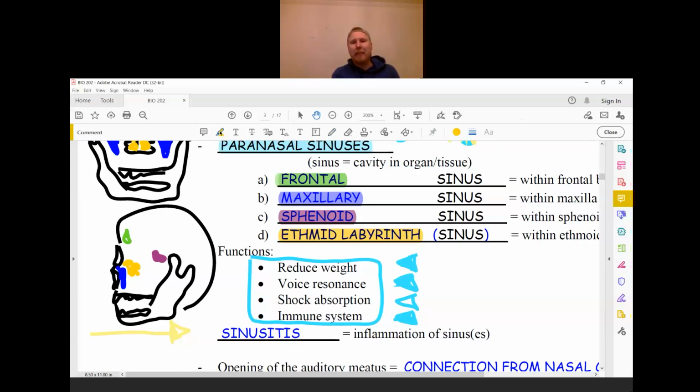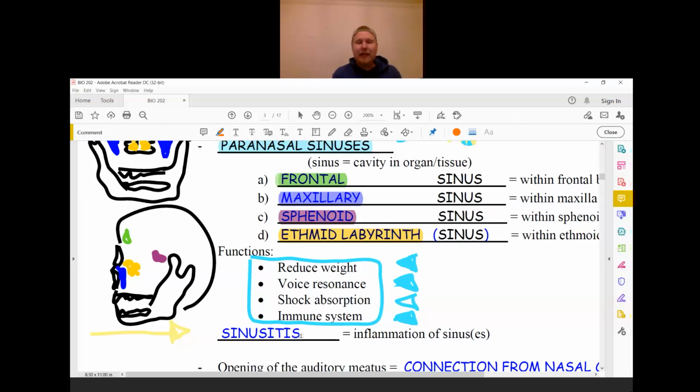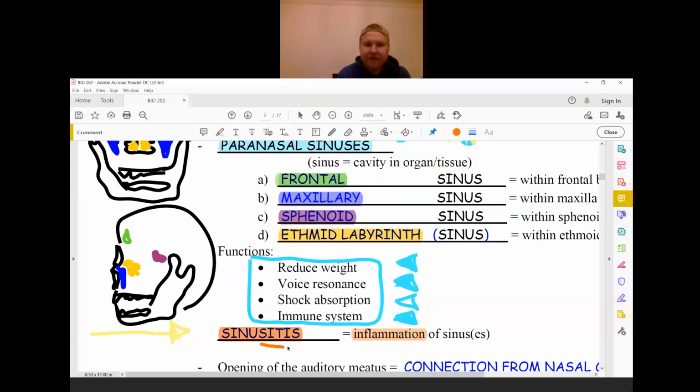And now taking a step a little bit on the side of the clinical aspects as it relates to the paranasal sinuses, we have most heard about the sinusitis. You remember itis was always an inflammation of something. So in this case, it's going to be an inflammation of the sinuses. So that can happen as well.